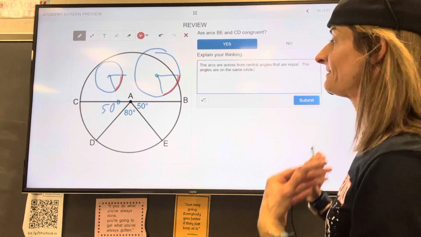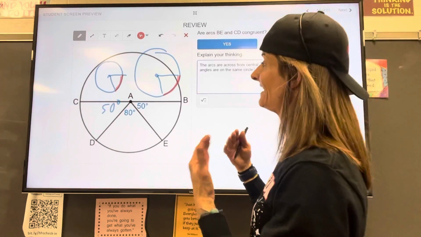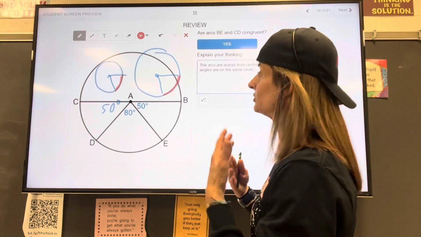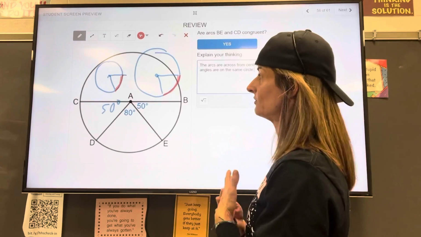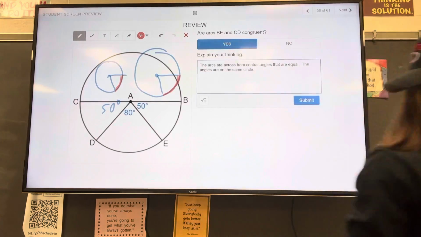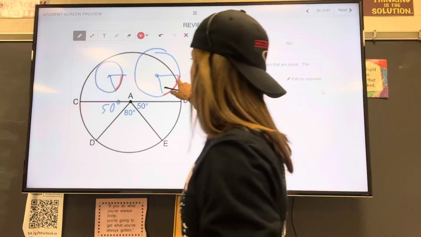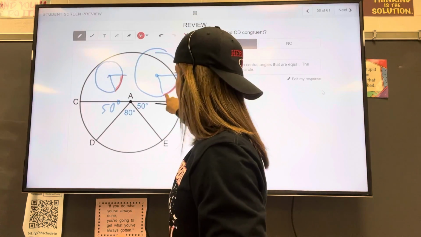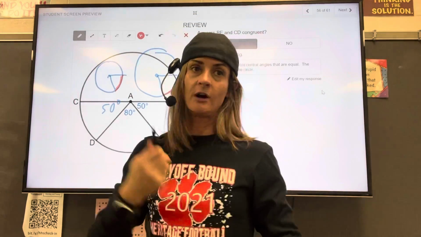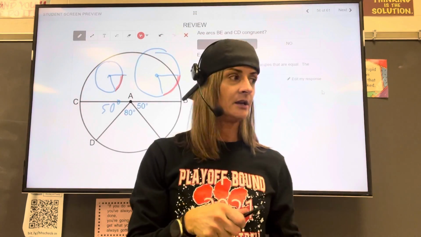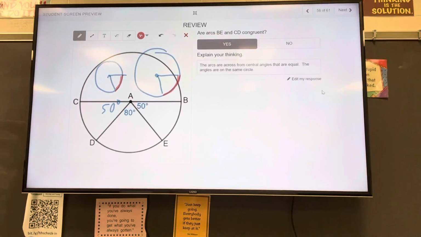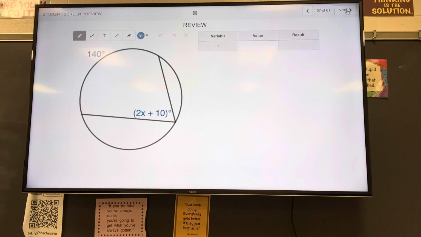But if we had to write the measure of those arcs in degrees, then they would each be 50 degrees. All right, let me submit that. The other way, we haven't learned this yet, the other way to measure this distance is actually part of the circumference, which will be in the next unit, and we'll get to that. Right now we're just doing degrees.